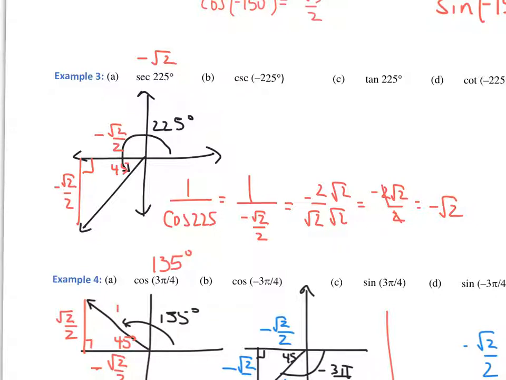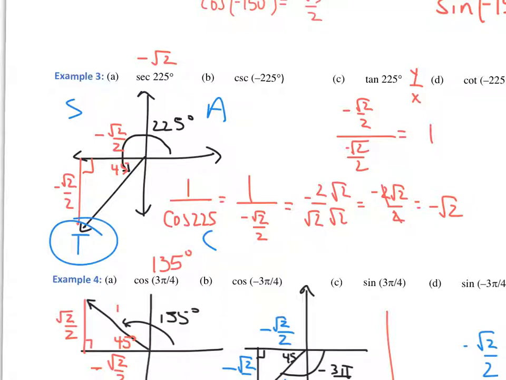Tangent, remember, if you wanted to skip to C because it's the positive one and we already have the positive one done, remember that tangent is y over x. Your y is negative root 2 over 2. Your x is negative root 2 over 2. So if I take negative root 2 over 2 and divide by negative root 2 over 2, what does that equal? 1. And remember how we said all students take calculus: tangent should be positive in the third quadrant because of a negative divided by a negative.